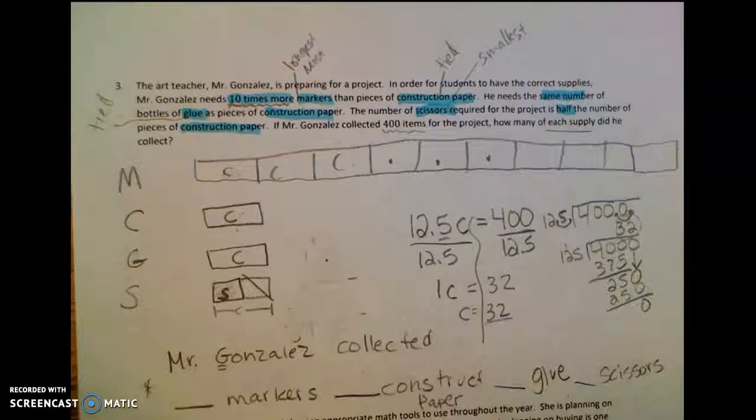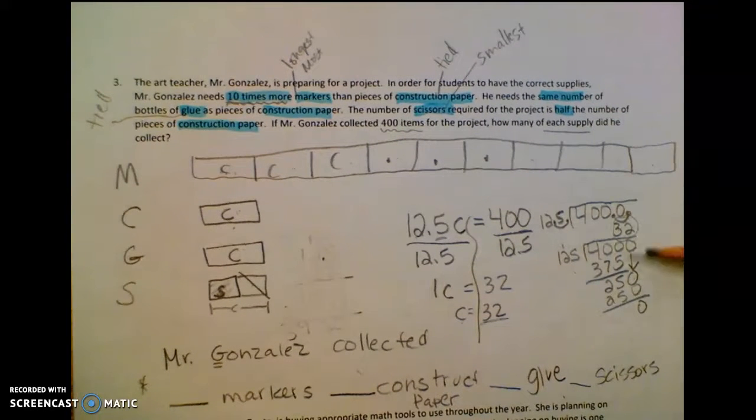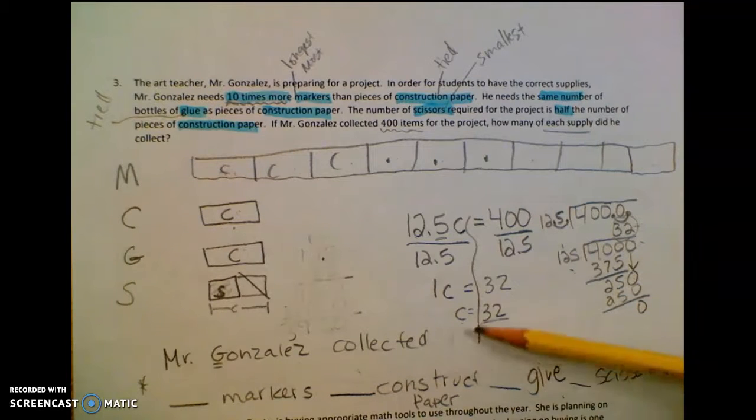This is video 3 on lesson 29, going over our classwork. In the last video, we left off dividing 4,000 into groups of 125. I went ahead and did my math and got 32. Hopefully you did as well. And so that tells me that C is the same as 32.